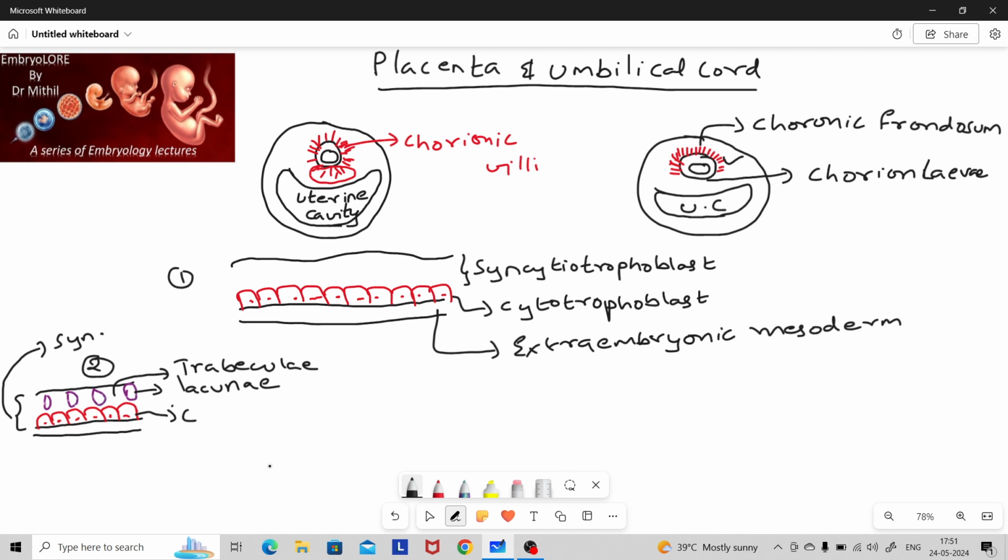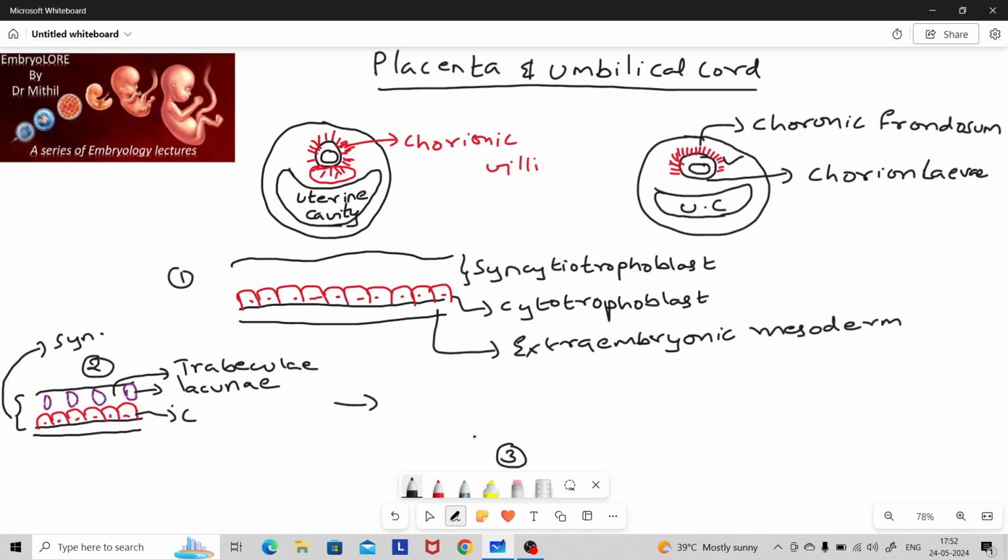Now, in the next level, the point to be noted is that the syncytiotrophoblast will be further growing, and it erodes the blood vessels of the decidua basalis. So now the blood will be entering into the lacunae, along with the secretions of the endometrial glands. Later the lacunae communicate with each other around the trabeculae, and they form the intervillous spaces. Now I will be drawing the further level, which I will number as the third level.